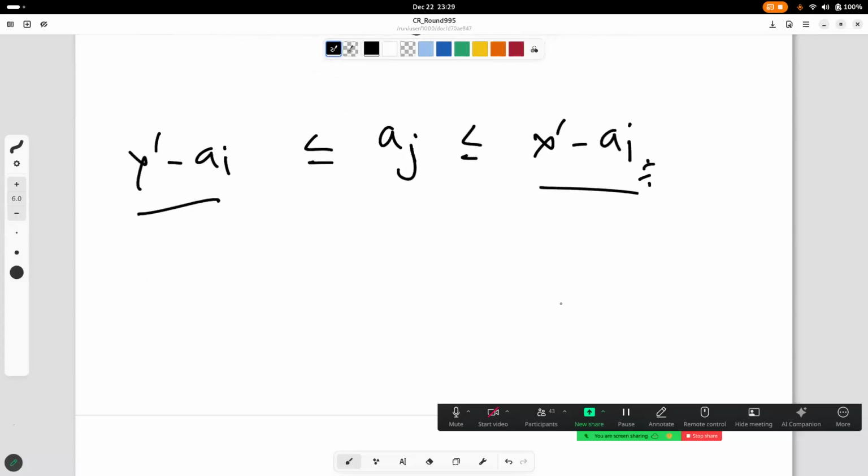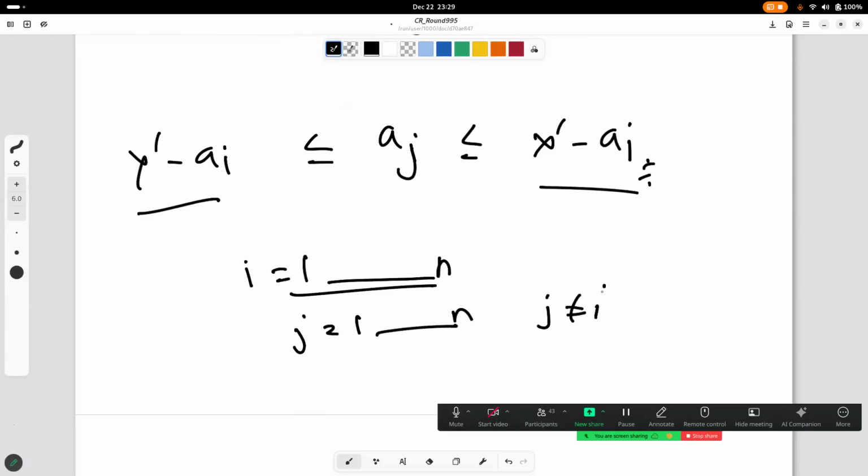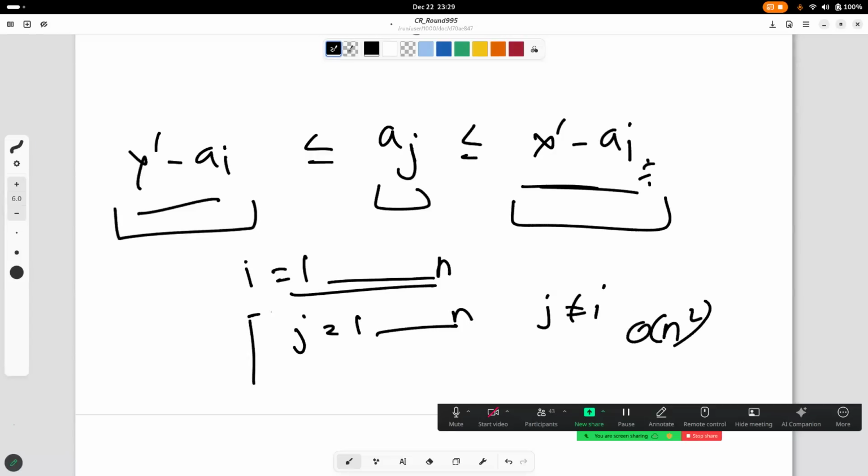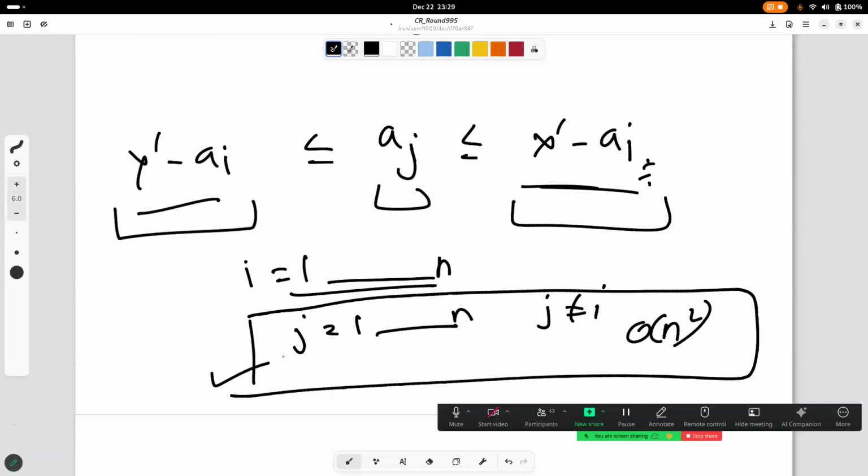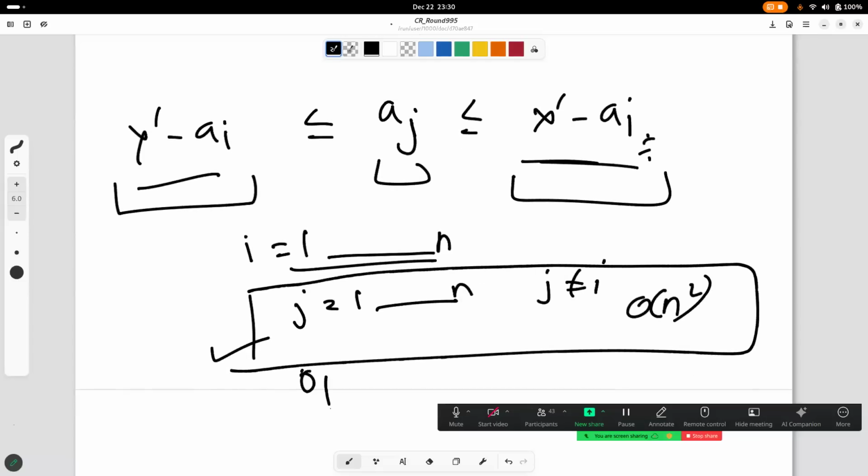Now, if you just try to calculate by iterating over it, once again this would give you another O of n squared solution. You can iterate from i equal to 1 to n, iterate from j equal to 1 to n where j is not equal to i, and for each a of j, check whether it lies within the range y dash minus a of i to x dash minus a of i. That would give you an O of n squared once again. But there's actually a way to optimize this loop. We can optimize this part of the loop.